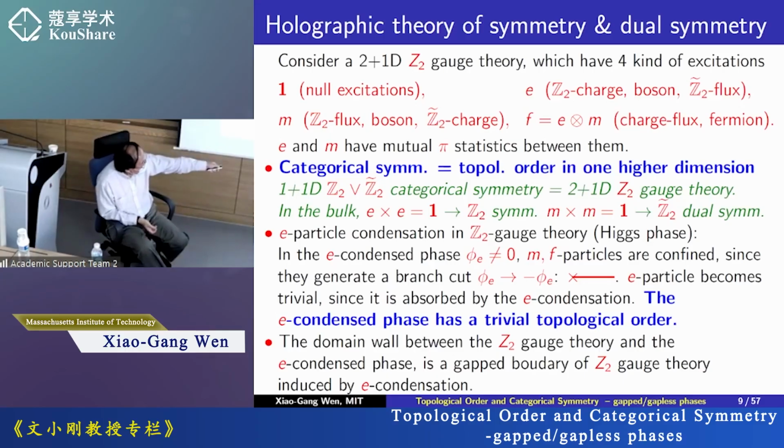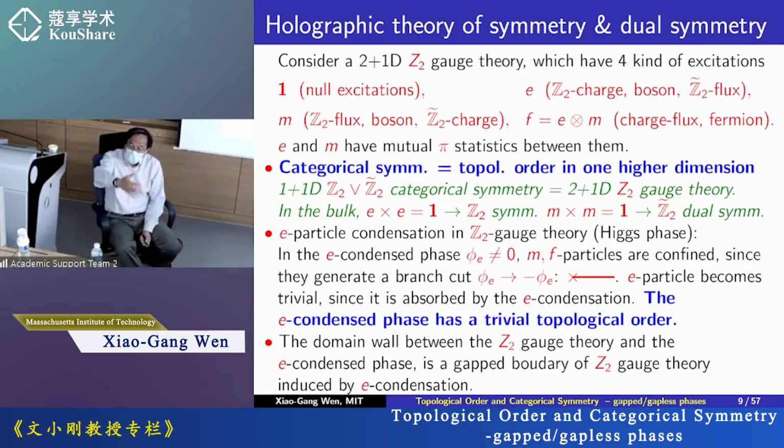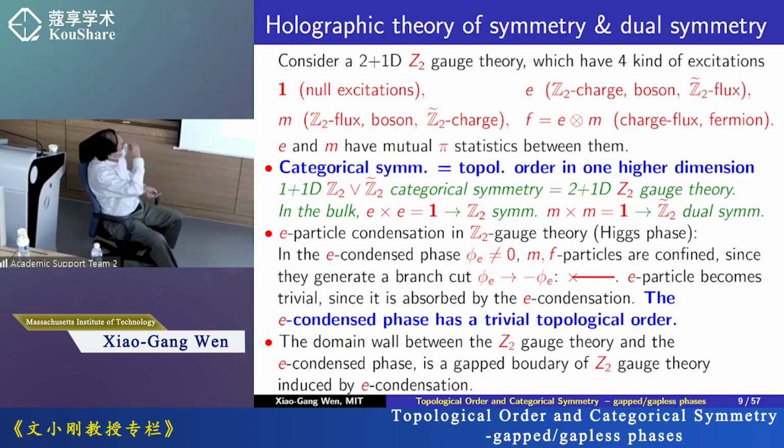And if you consider the domain wall between the Z2 gauge theory and this E condensed state, the E condensed state is a product state, it's trivial, it's a vacuum, we can remove it. So this domain wall can also be viewed as the boundary of a Z2 gauge theory. Yeah, and this part is standard, but that's the main point. The boundary of the Z2 gauge theory can be viewed from the condensation point of view, because the condensation gives you a trivial phase in the other half. Remove the trivial phase, then you say the condensation can induce a boundary. So that's really the picture here.